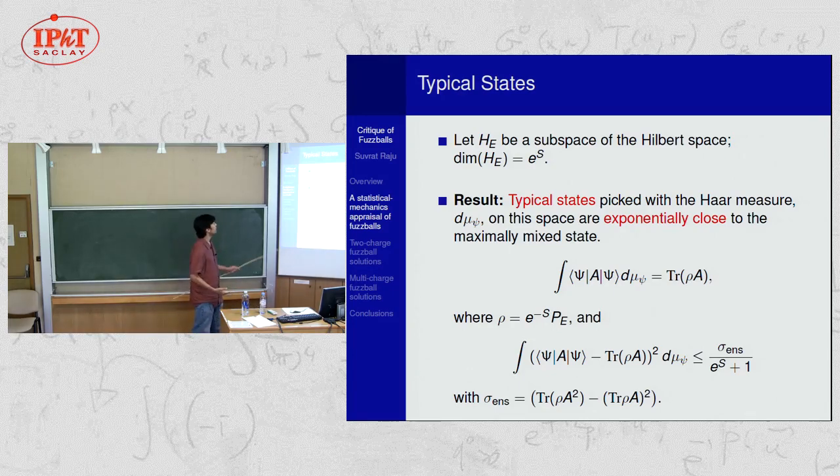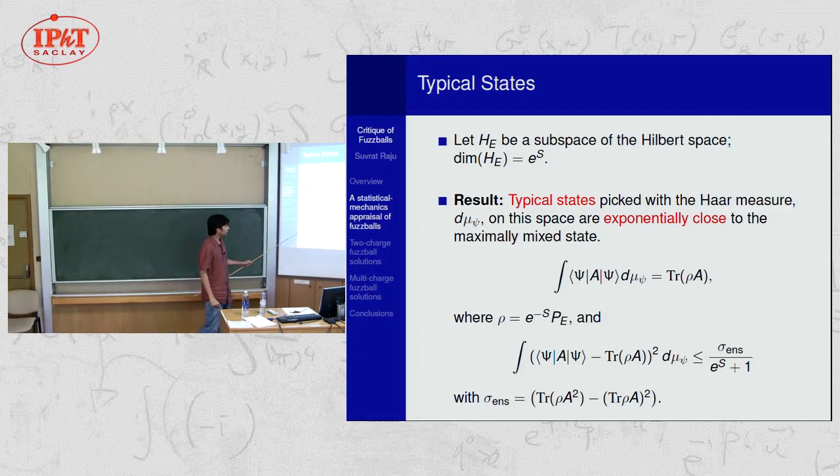That Haar measure is the Haar measure on this subspace. Then if you pick a typical state on this subspace, the following results are true. First of all, if you take any operator A, any observable A, the expectation value for that observable that you get by averaging over all states with the Haar measure is given by the trace of that same observable in the maximally mixed state.